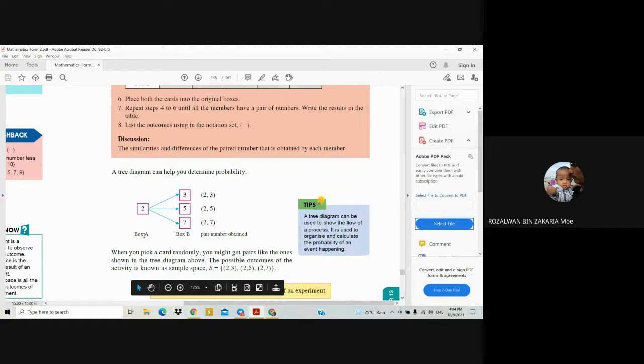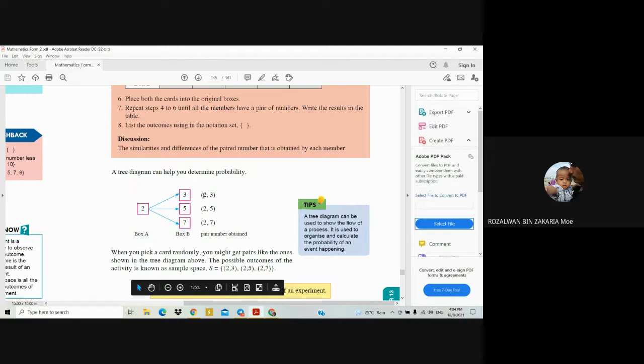So here we have box A, one box. Inside box A, we have only one card, number 2. In box B, we have three cards: number 3, number 5, and number 7. When you pick a card randomly, you might get pairs like the ones shown in the tree diagram above.